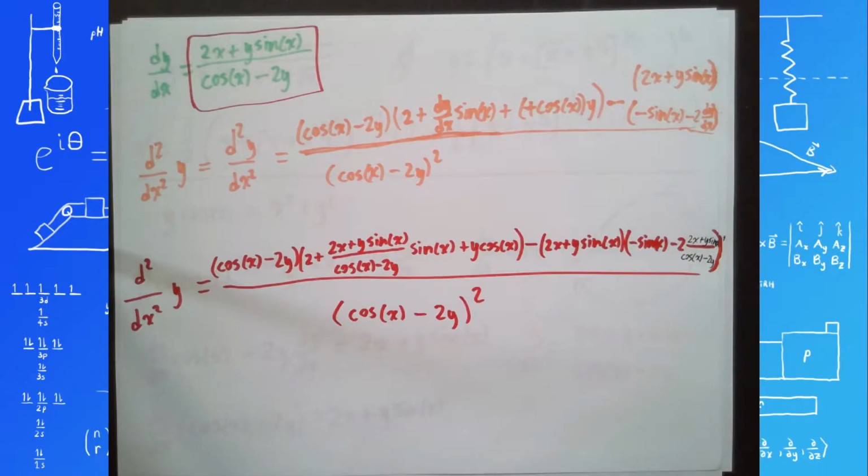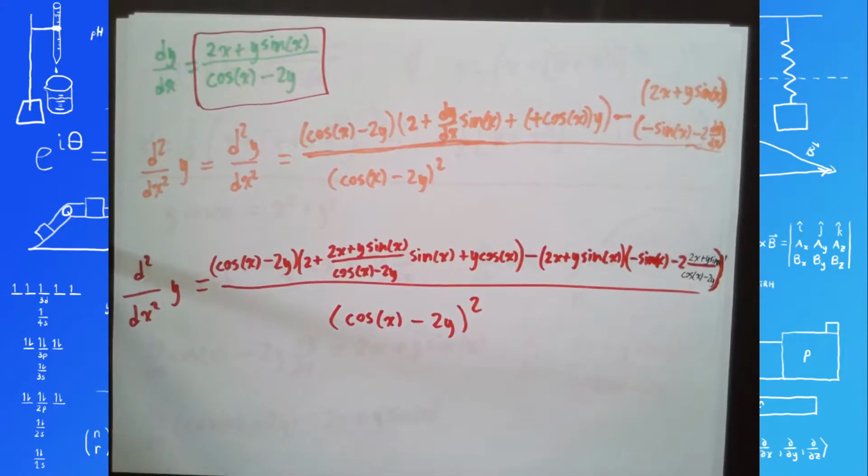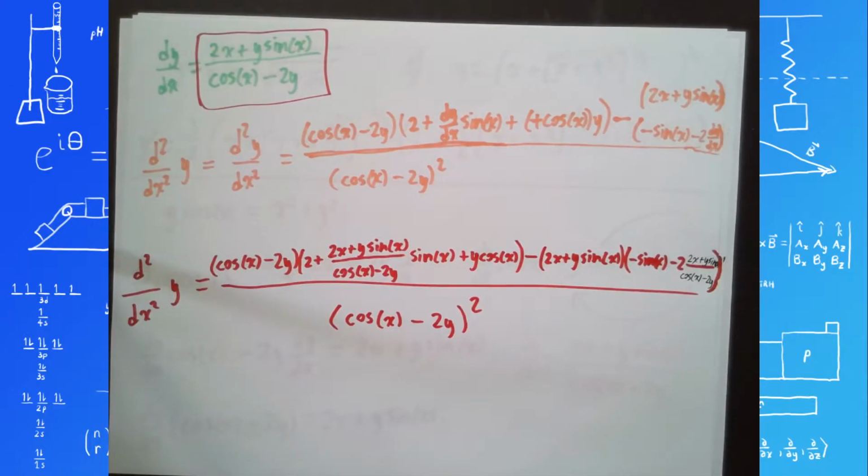Okay, so that's first and second derivatives through implicit differentiation. Let's move on to related rates of change. What shall I do for related rates of change? We've got quite a few options.